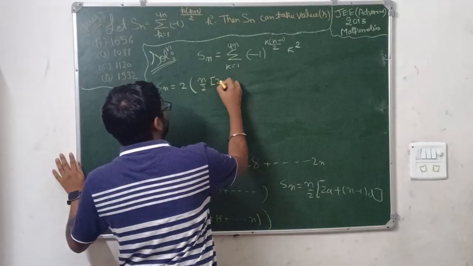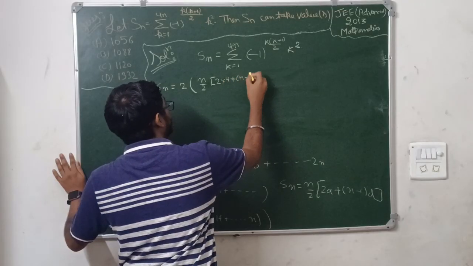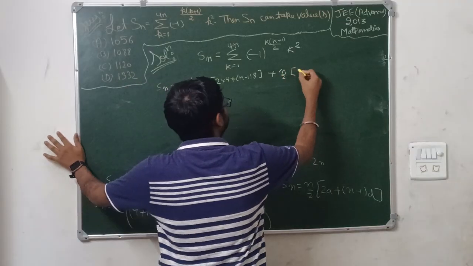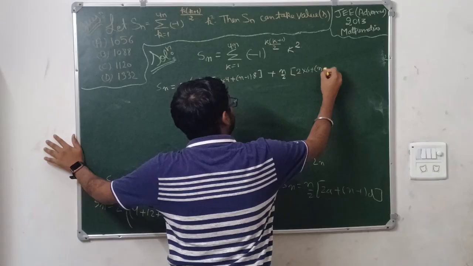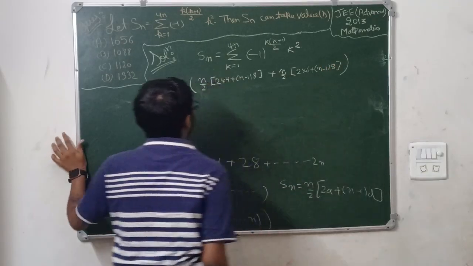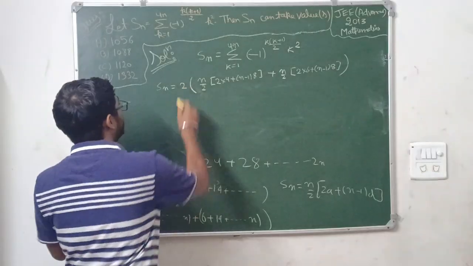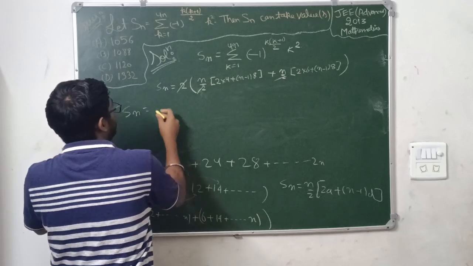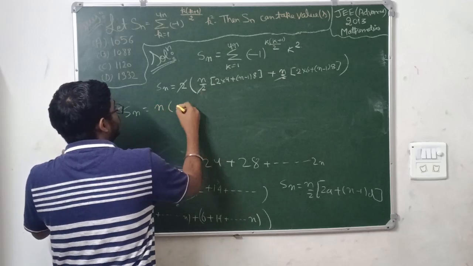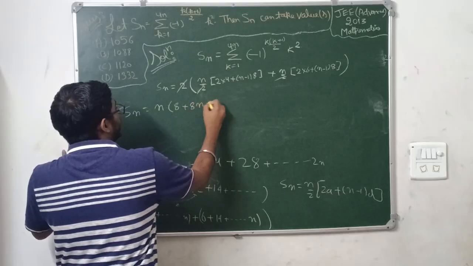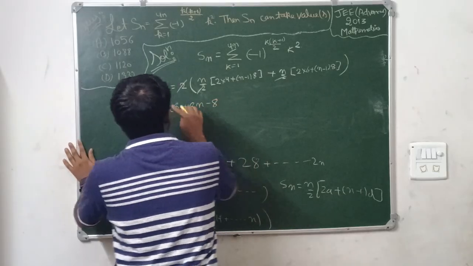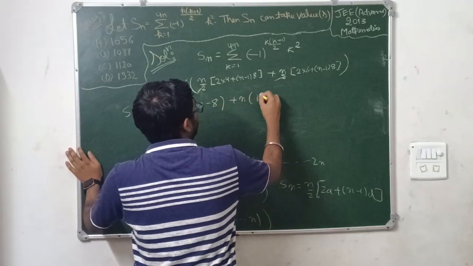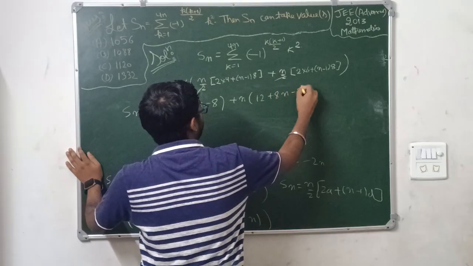4. So 2a plus n minus 1. What is the common difference? 8. Next, n by 2. What is the first term? 6. 2a plus n minus 1 into 8. This is the final expression. Now take 2 common and cut down this. Then your Sn will be what? Sn will be n into 4 times 2 plus 8n minus 8, and plus n into 12 plus 8n minus 8.